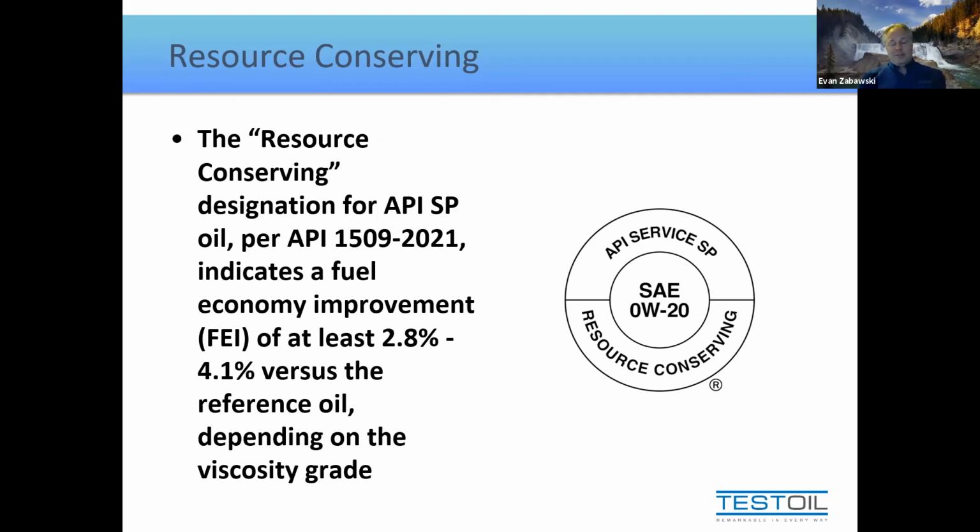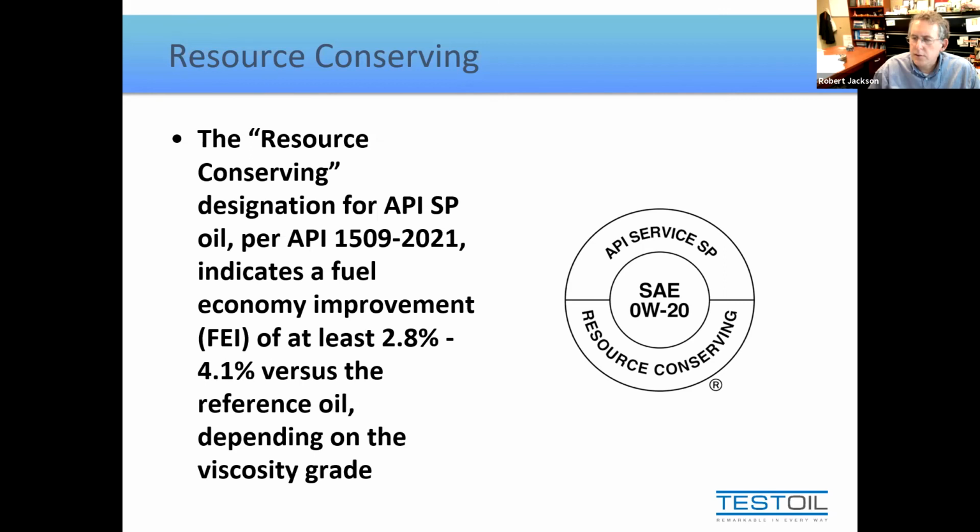And this designation that API gives in the donut is for some of those other ways, because in this case, you can't change the viscosity grade. This is a direct comparison. So if you want a higher fuel efficient 5W30, this is compared to a reference 5W30 from API, and you can see the numbers here, right? It's about 3-4% better as a minimum that it has to achieve to get that designation. And they do it through other mechanisms than switching to a zero.